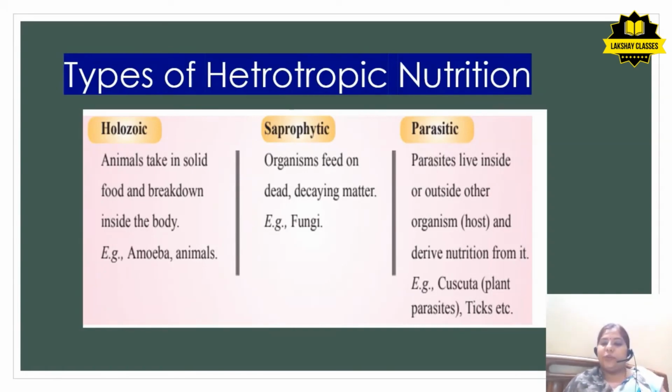Saprophytic nutrition. In this nutrition, the organism is feeding on dead and decaying matter. For example, fungus. Parasitic nutrition. In this, the parasite is living inside the body of the host and derives nutrition from it. For example, Cuscuta, which is a plant parasite, and ticks, which is an animal parasite.